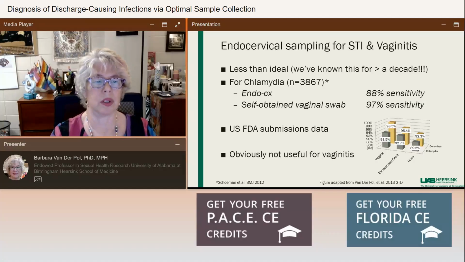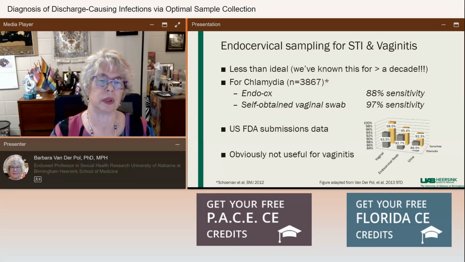So we're going to start with endocervical sampling for STIs. And I've got vaginitis on here because the title of this talk said discharge-causing infections. And so that's why I'm going to put these together. And we'll come back to talk more about both of them.